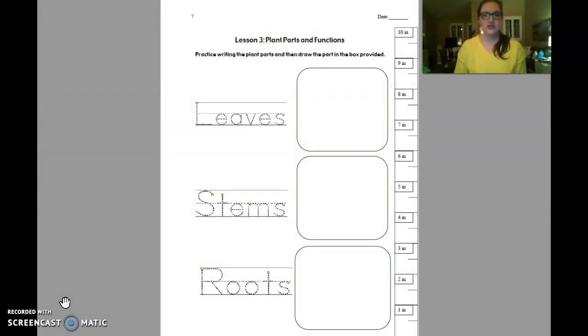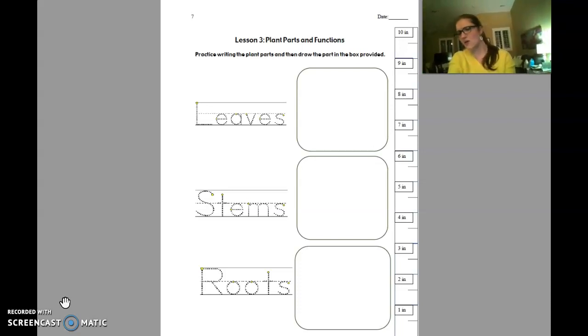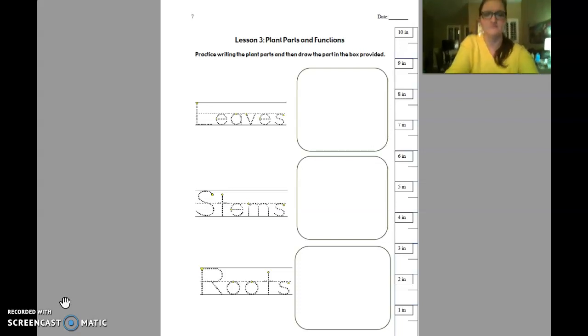Okay, so this is the first page of lesson 3, and we are going to write the plant parts and then draw what is an example of that part in the box. Okay, so that's pretty easy. You will be able to trace the words leaves, stems, and roots, and then just draw a picture of our leaf example, our stem example, and our root example.